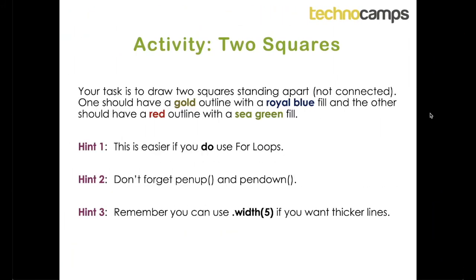So, my little challenge for you. Draw 2 squares. One has a gold outline and a royal blue fill, and the other has a red outline and a sea green fill. And they should be standing apart, and they should not be joined. Okay, let's give this a try.